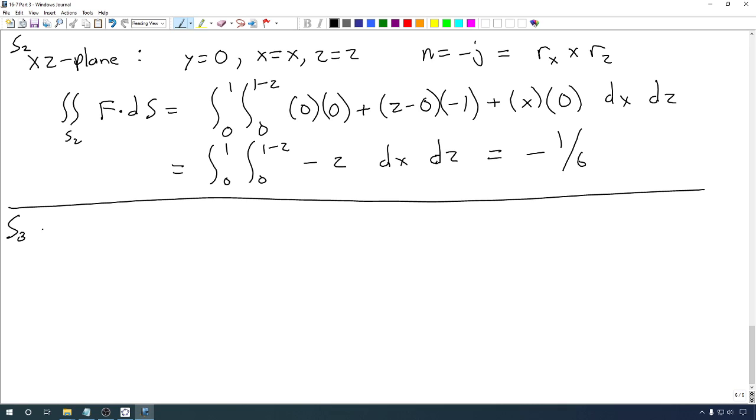All right, moving on to what's left. We have the YZ plane, which I'm going to call S3. Of course, this is where x equals 0, but we're going to leave y equals y and z equals z.